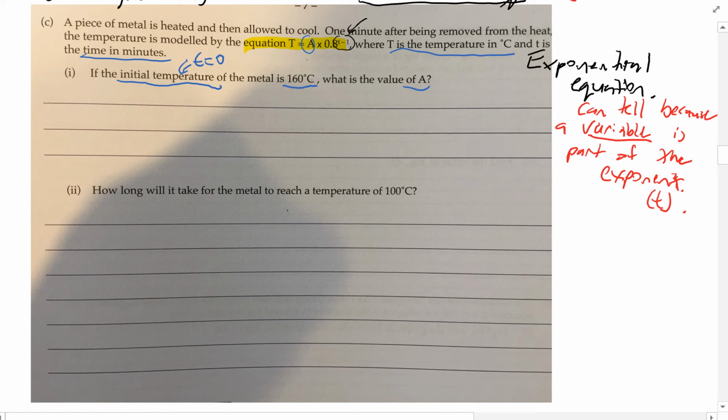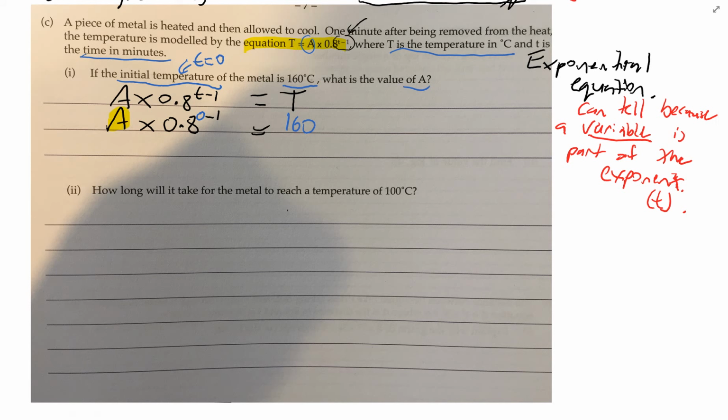Okay, let's start by writing out what we know. So we know A times 0.8 to the power of t minus 1 gives us our temperature, right? And we know that the temperature at the start, when t equals 0, is what? We know it is 160 degrees. So I'm going to substitute that in. So 0 minus 1, because the initial temperature is at t equals 0, and that equals 160. Now I've got to solve to find what A is. How am I going to do that? Well, pause the video and have a go. Go on.